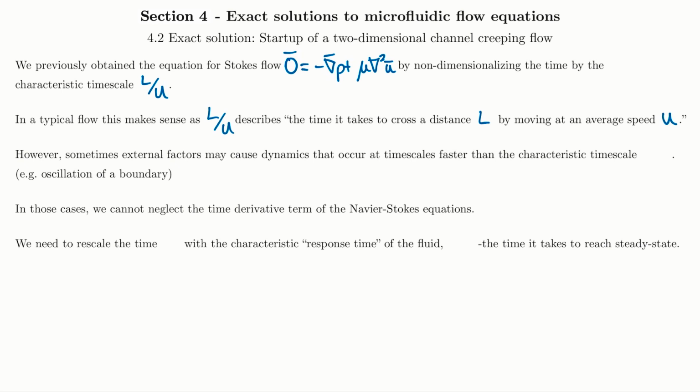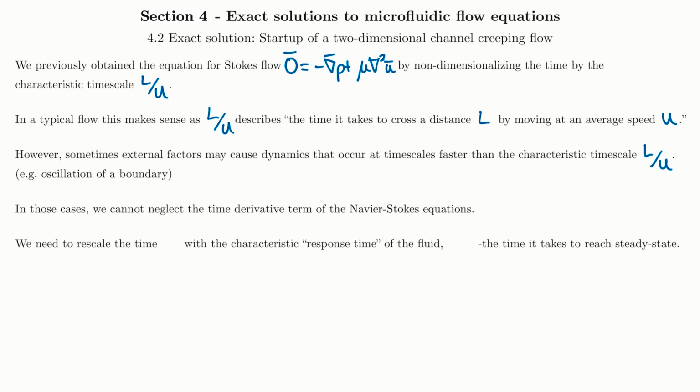If things are occurring more quickly than this scale L over U, we have to make sure we factor that into the equation, but we've neglected the time derivative with our non-dimensionalizing. So we say in those cases, we cannot neglect the time derivative term of the Navier-Stokes equation. So in that case, if we wanted our solution to pick up on these things that were happening very quickly, we would have to have the time in the equation. Okay, so now we're going to take a look at how we build this in.